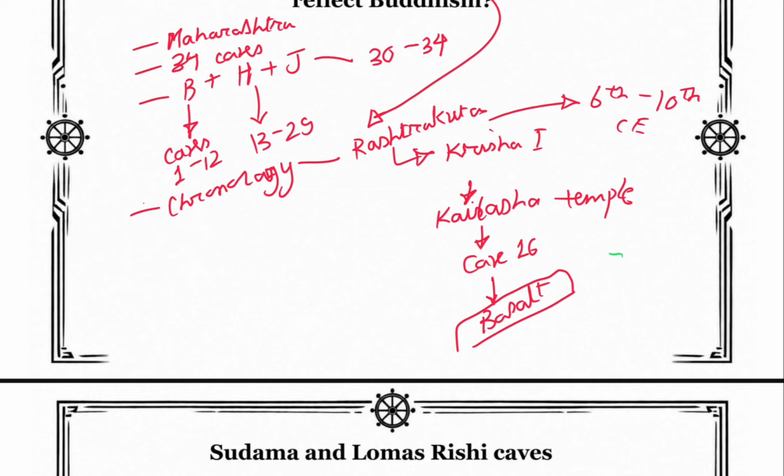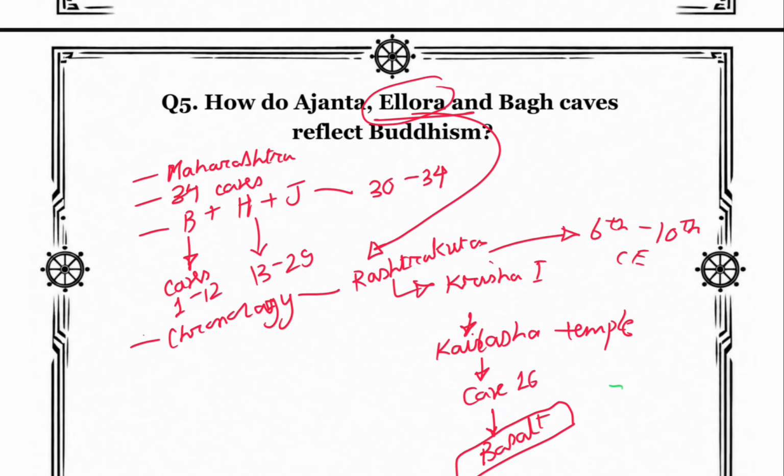The prominent cave in Ellora is also Vishwakarma Cave, which is also called the Carpenter's Cave. This is cave number 10.